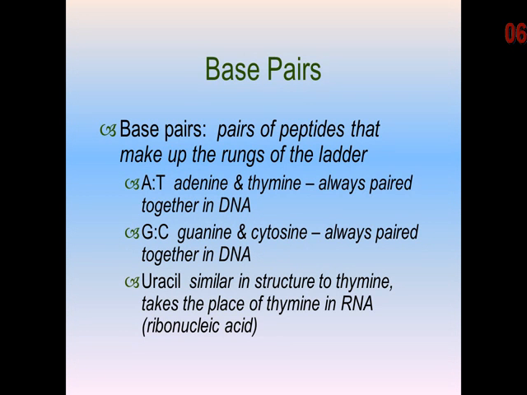RNA, or ribonucleic acid, a similar structure, uses similar pairing, but instead of having thymine, it will incorporate uracil, or U, whenever DNA has thymine. So in RNA, U pairs with A. We will take a look at these in more detail soon in the cell.